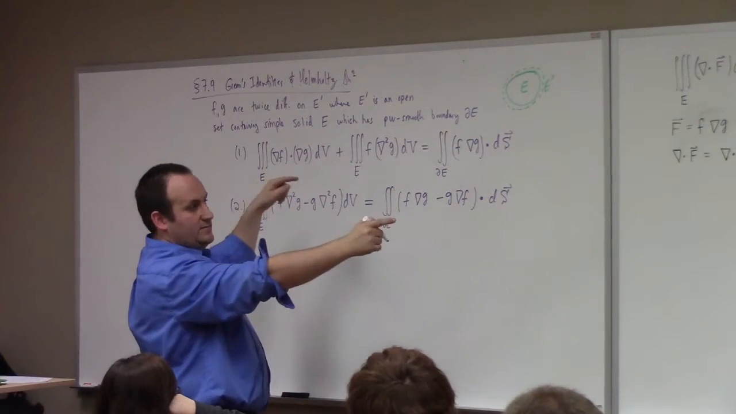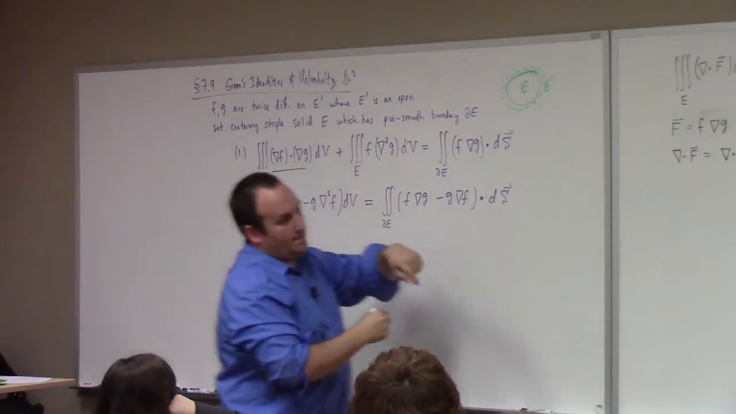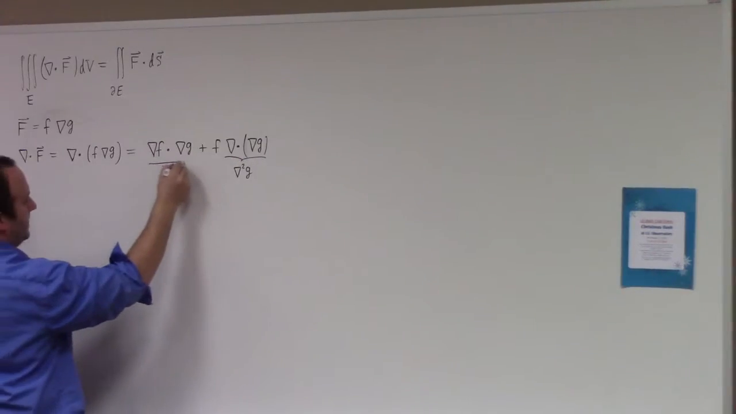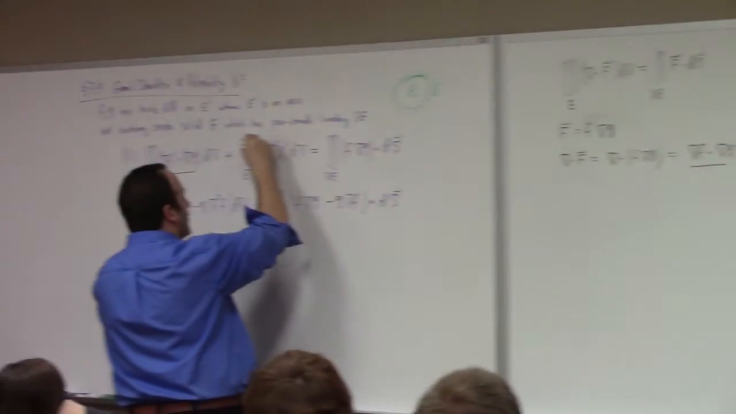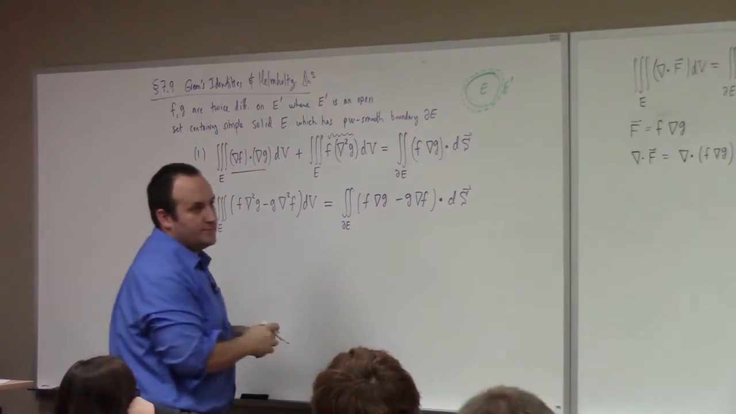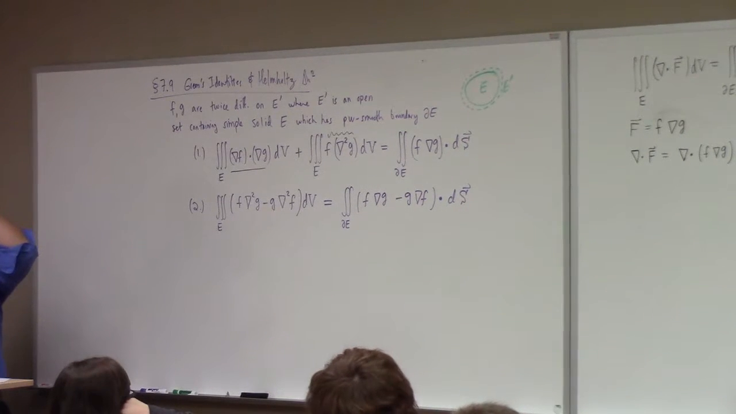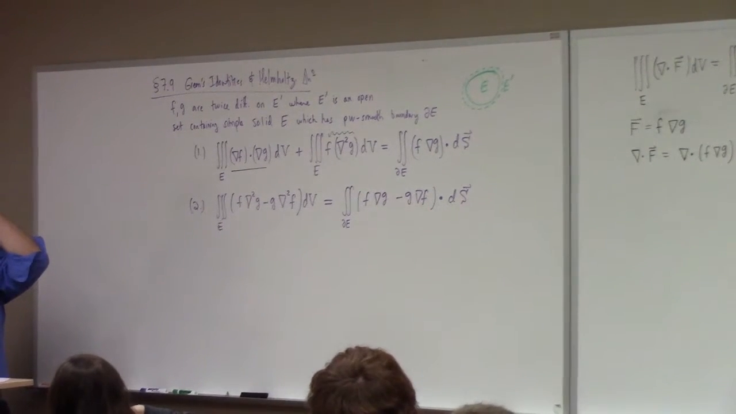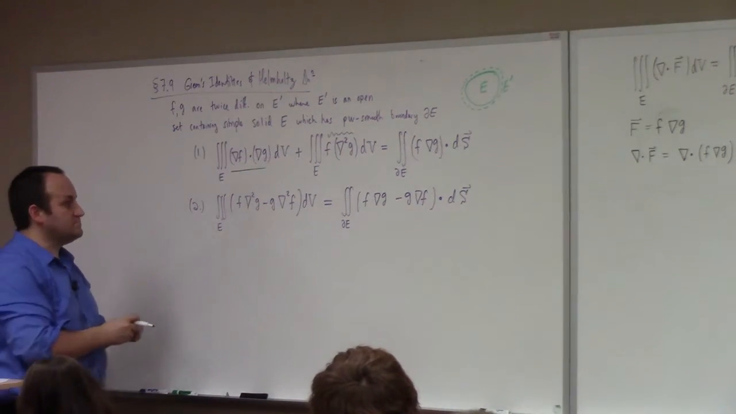Right? See it? Do we agree? It's just the product rule for the divergence paired with the divergence theorem. That's Green's first identity. It looks worse than it is. It's actually not hard. How about this one?